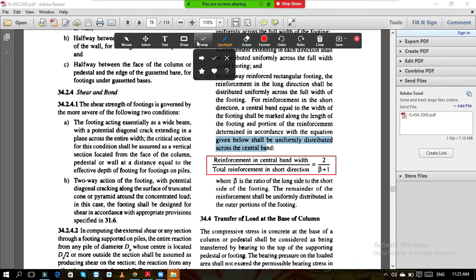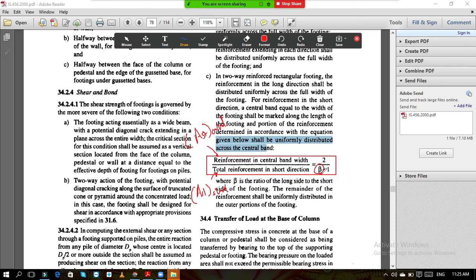So we will use a different notation for this. Here I will tell you reinforcement in central band, for this we will use the notation AST central. And the total reinforcement in shorter direction, this we have already calculated. So the AST in shorter direction we already know, AST short.